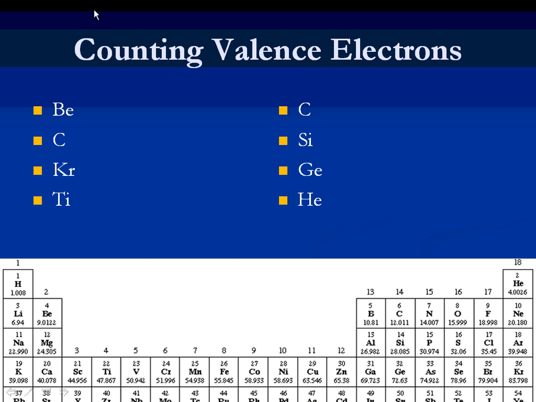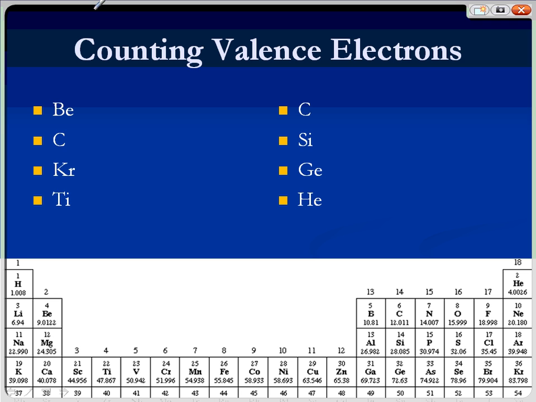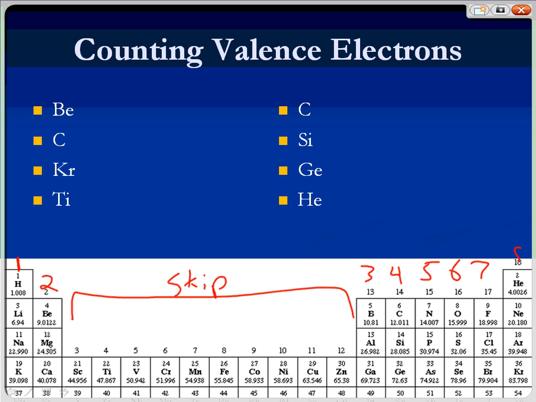All right. I told you that we'd learn how to count valence electrons. You'll see that the periodic table's here at the bottom, and we're going to count valence electrons based on this periodic table. Remember I said you just count over 1 through 8. So here's 1, 2, skip the whole middle. These are the transition metals. 3, 4, 5, 6, 7, 8. So everything in those columns has those numbers of valence electrons.